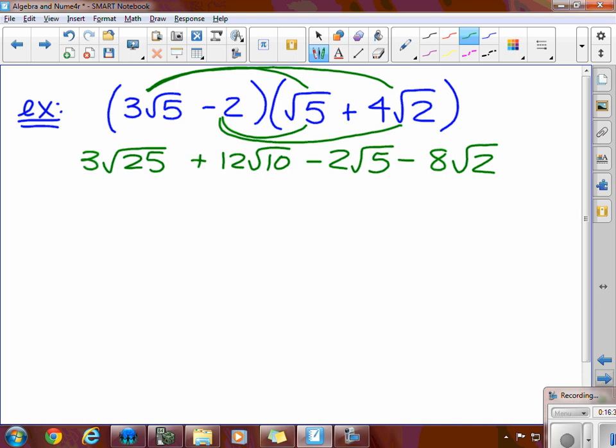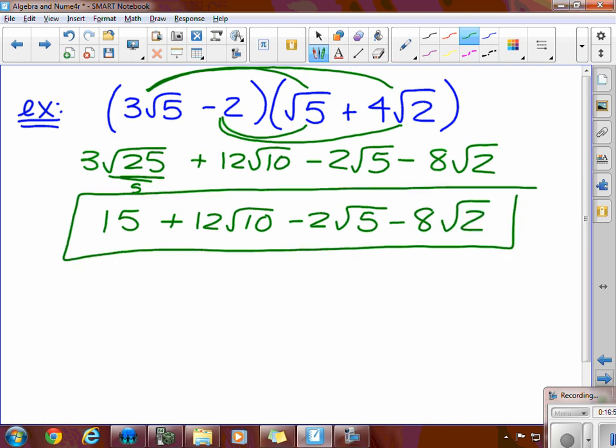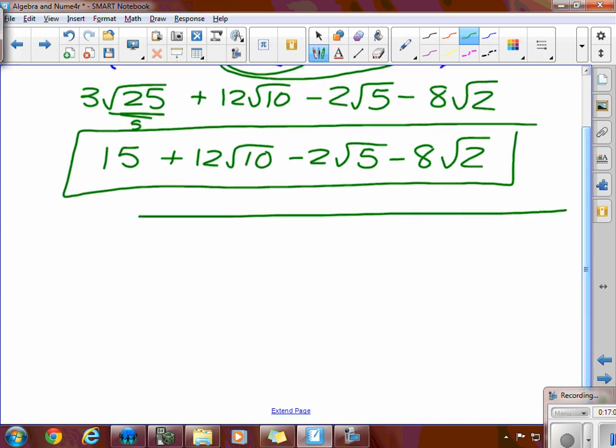Yeah, the root of 25 is simply 5. So this is 3 times 5, so I get a 15 plus the root of 10 is as far as it goes. The root of 5 is as far as it goes, and the root of 2 is as far as it goes. This would be my final answer because I can't group a root 10 with a root 5 or a root 2. That's it. So don't overthink it. It's just a double distribution. So now, one that you have to try, and there might be some simplification that has to be done in this guy.